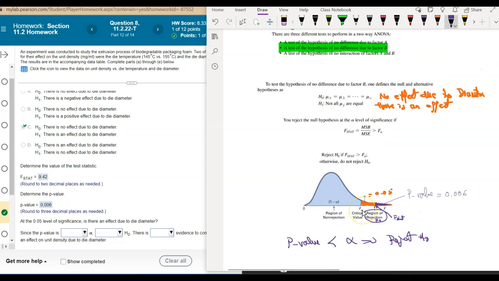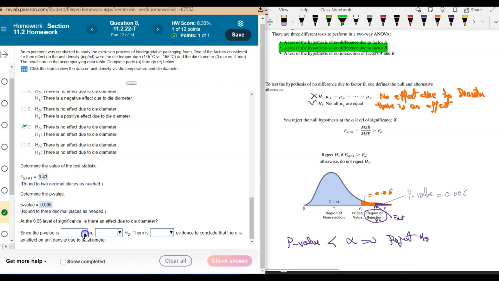So you are disagreeing with no effect, all right? And you're agreeing with there is an effect. And do you have sufficient evidence? Yes, we do have sufficient evidence, right? Okay, so let's put this conclusion here. The p-value is less, so we reject, and we have evidence.